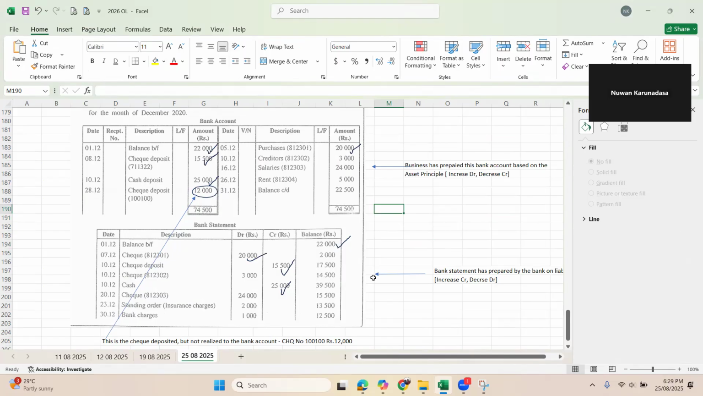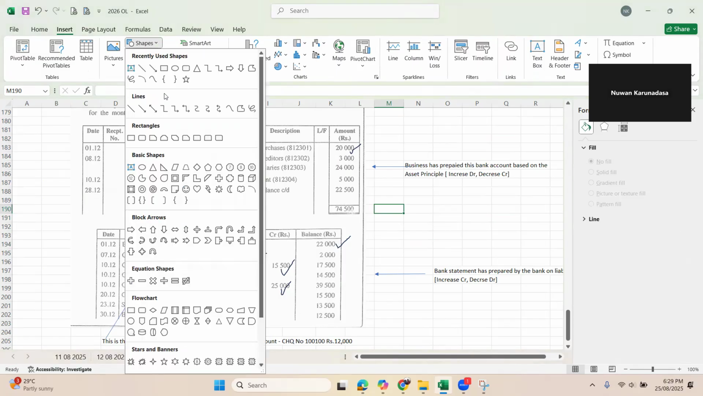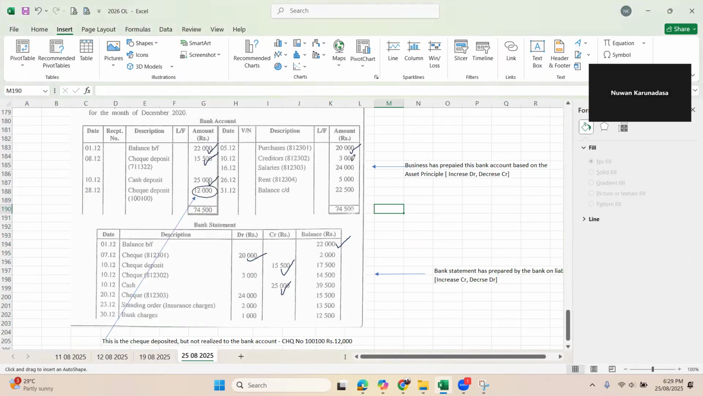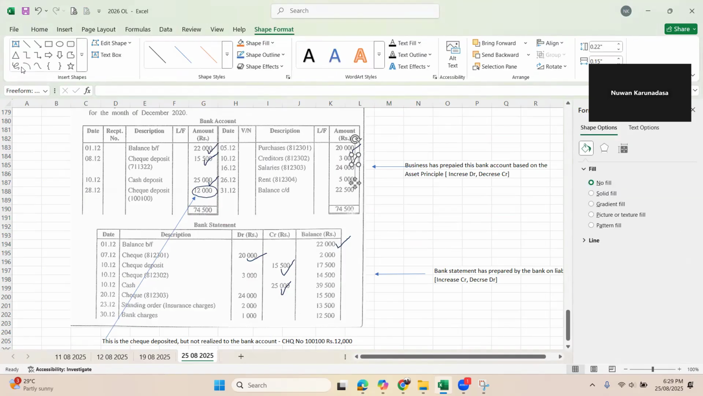Then the 3,000 check deposit issued, is it there? Does it appear in the statement? Yes, this 3,000 is appearing on the statement. No problem. Then you can see the 24,000 payment is there. Is it appearing? Yes, the 24,000 we have issued is there. If needed, you can cross-check the check number as well.